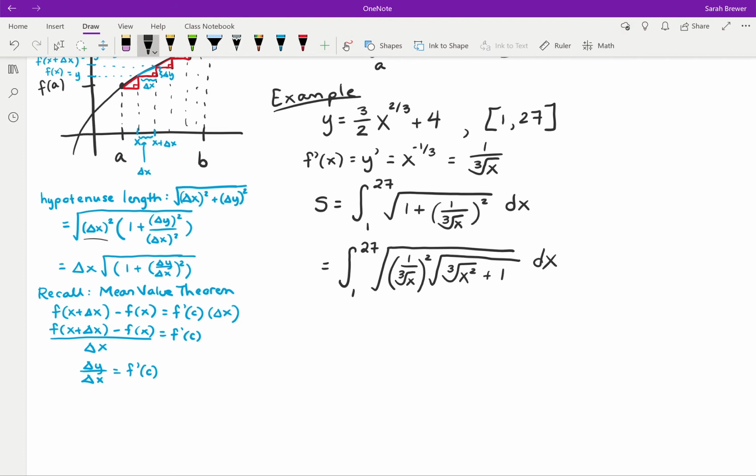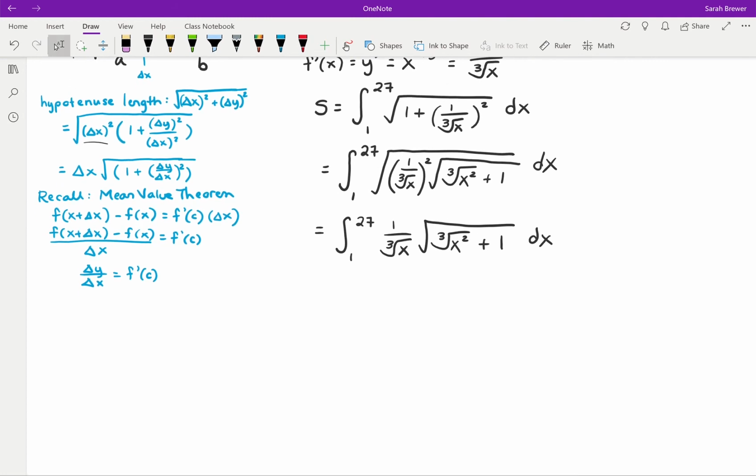Okay, so why did we do that? First, I'm going to bring that outside of my radical. And I'm looking at 1 over the cube root of x times the square root of the cube root of x squared plus 1 dx. And now we can do a bit of u substitution, and it's nothing weird, kind of what we would expect.